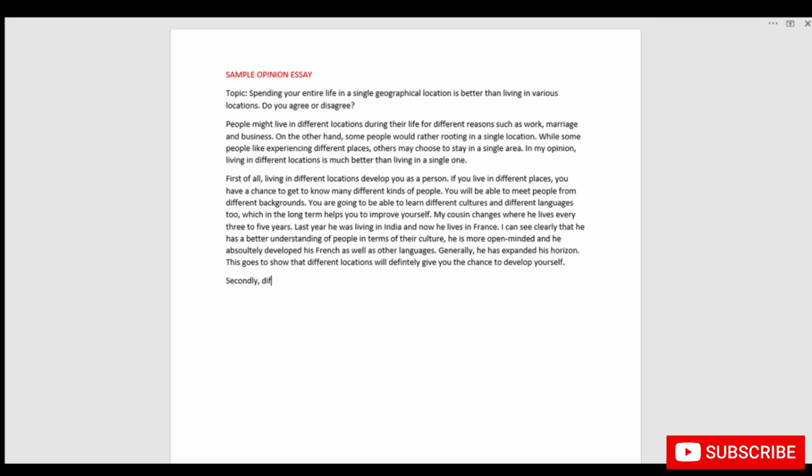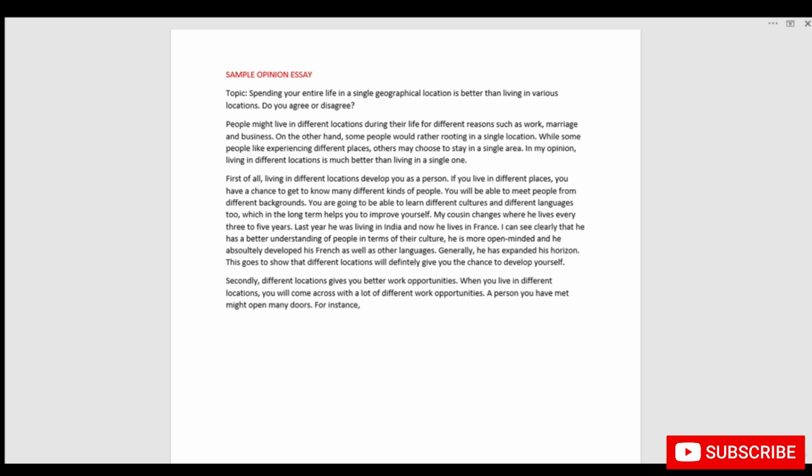Secondly, different locations gives you better work opportunities. Again, I start by saying a general statement and then I'm going to narrow it down and give an example. When you live in different locations, you will come across a lot of different work opportunities. A person you have met might open many doors.